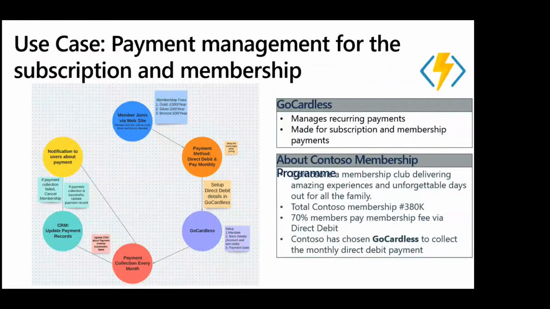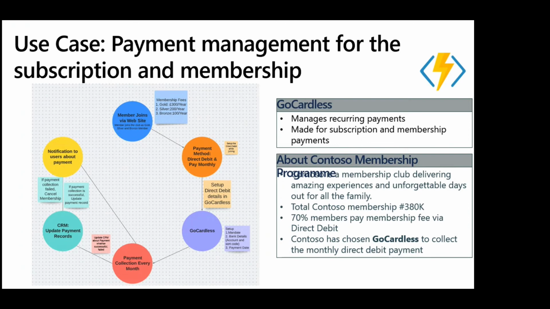So yeah, now let's look at the demo. What I've built is a simple event. It's a membership provider company where they charge members yearly fees. It's a yearly subscription, but they pay monthly, so every month there will be a direct debit. When a member joins via the website, they choose the plan, gold, silver, or bronze, and they set up the direct debit for that. The company is using GoCardless for the monthly payment.